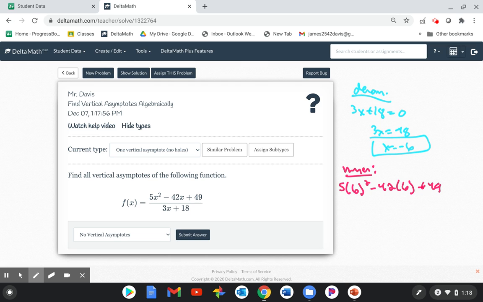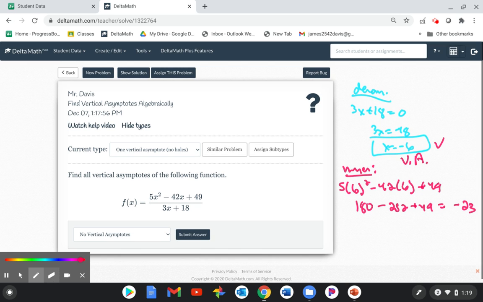Let's see. We get 180 minus 240 and 252 plus 49. I don't think you're going to get 0. It looks like you would get 229 minus 252. So it would be like negative 23 or something like that. At any rate, you should not get 0, which says that, yes, this is a vertical asymptote.